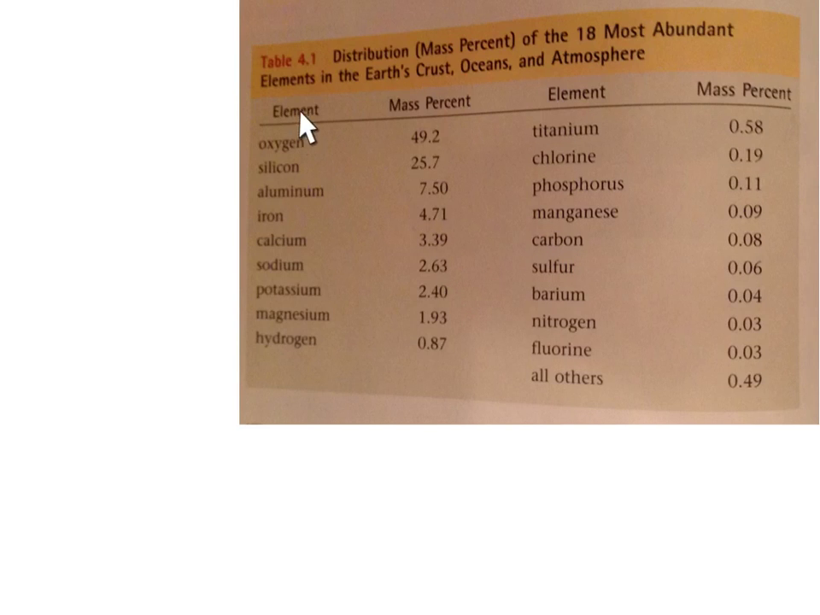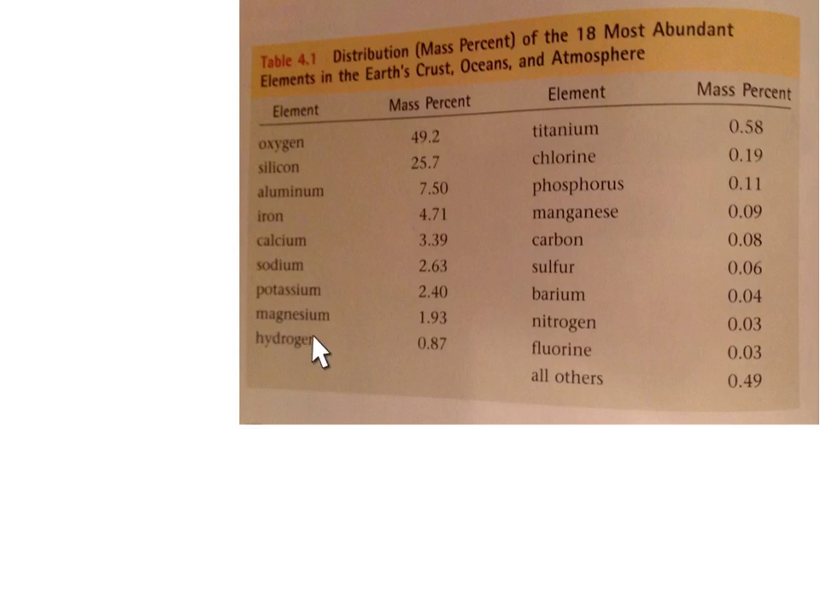All right, here you can see the 18 most abundant elements in the Earth's crust, oceans, and atmosphere. So basically what Earth is made up of. And some interesting ones. You can see that almost 50% of the atoms, the elements that make up Earth, is oxygen. So you wonder, why so much oxygen? Well, there's a lot of water on Earth, and water has oxygen as part of it. And this is also by mass. Oxygen is a very heavy element.